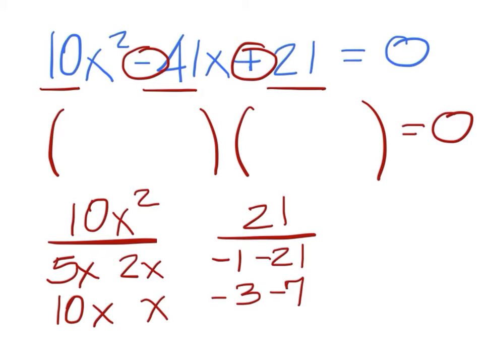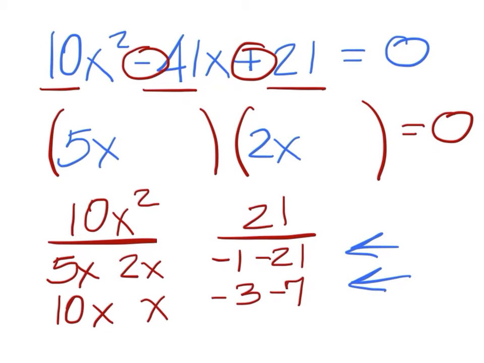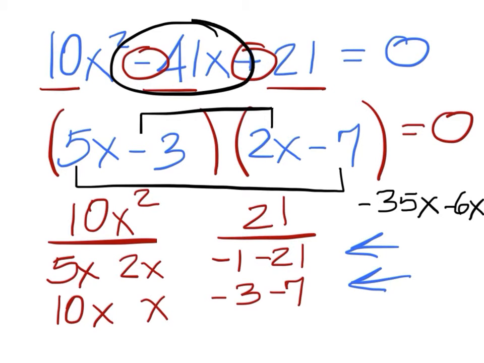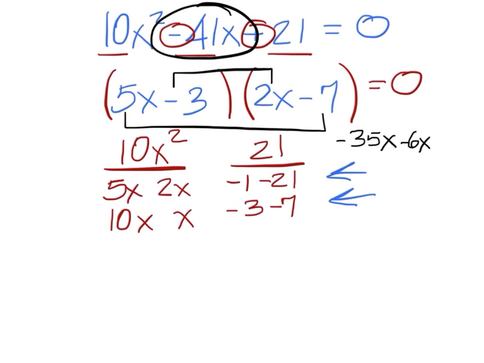Where do we start first? With the 5x and 2x. Where do we start over here? Negative 3, negative 7. All right, we'll try negative 3 and negative 7 and see how that works. So if I go 5x times a negative 7, that's negative 35x. Negative 3 times 2x is a negative 6x. What is negative 35x minus 6x? Negative 41x. Is that what I need here? Yes, so we found it on the first try.